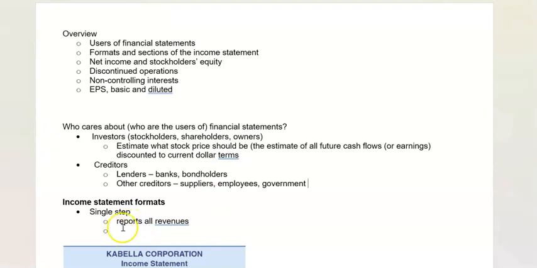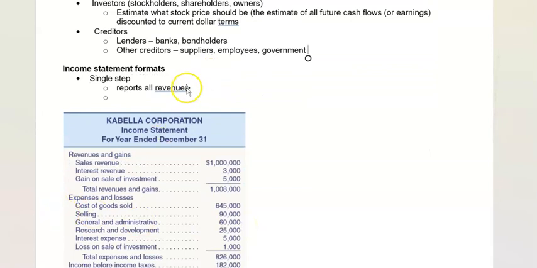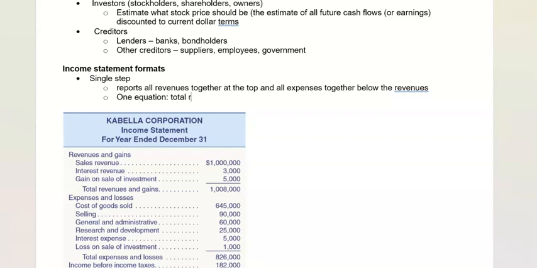There are two main types of formats for the income statement. The single step format we see here reports all revenues together at the top of that income statement and all expenses together below the revenues. So we can see here that interest revenue and gain on sale of investment have the same importance as sales revenue. In the single step statement, one equation is used: total revenues minus total expenses equals net income.